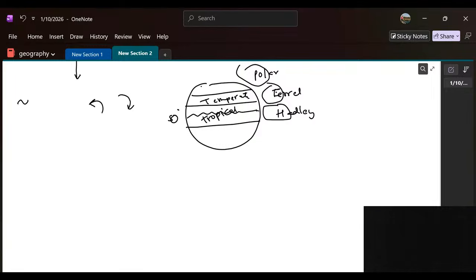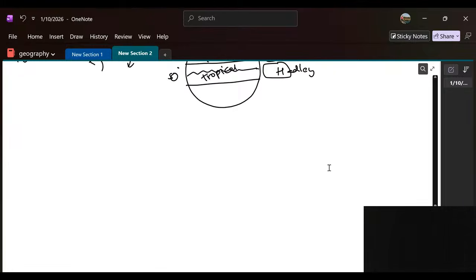Fine. Now let us see some processes by which winds carry small particles and shape the landform. All right. So now actually we are going to dive into the discussion. All right.